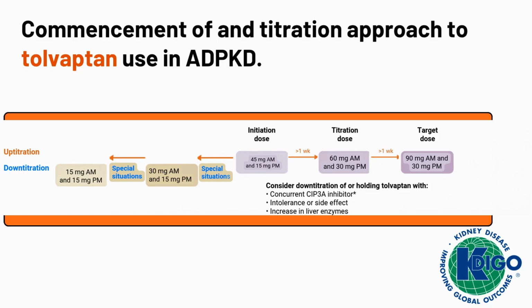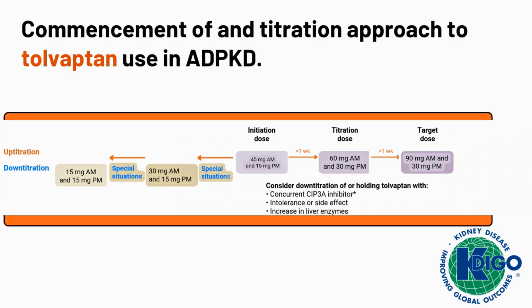If the patient tolerates this well, we are up titrating after at least 1 week. The next step is 60 milligrams in the morning, 30 milligrams in the afternoon. Again, we reassess tolerance, hydration status, and side effects before moving forward. The goal is to reach target dose 90 in the morning and 30 milligrams in the afternoon. This is the dose associated with maximal suppression of vasopressin activity and optimal disease-modifying effects.